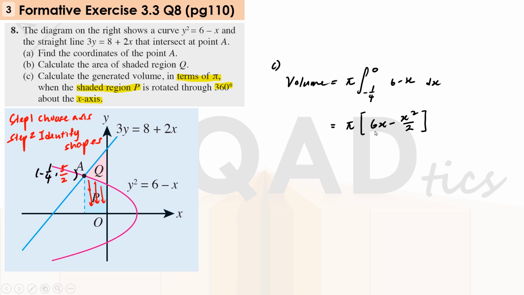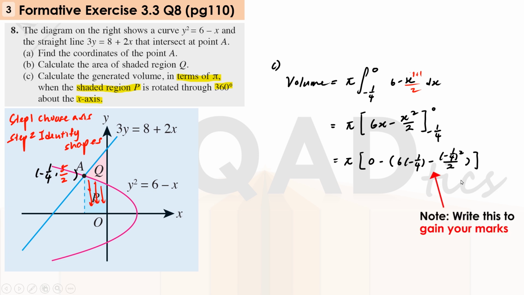Then we need to integrate. So 6 here we just add an x. X here we need to add 1 to the power, divide by the new power, which is 2. And then the 0 and -1/4, we put here. Then we substitute inside this bracket. Substitute 0 inside, everything will become 0. Then we need to minus the value when we substitute -1/4. So please write out this working. Then later on we simplify, and this would be our answer, 49/32 pi units cubed.